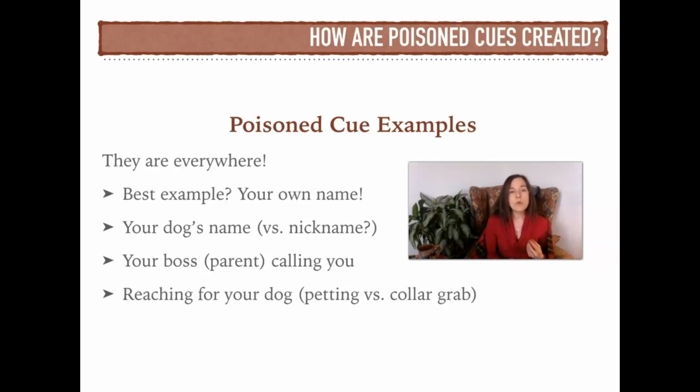So her name will become associated with good things and maybe not so good things, the mama getting cranky, for example. So her name can actually become a poison cue. And with a dog like Aoife, that's very, very possible.